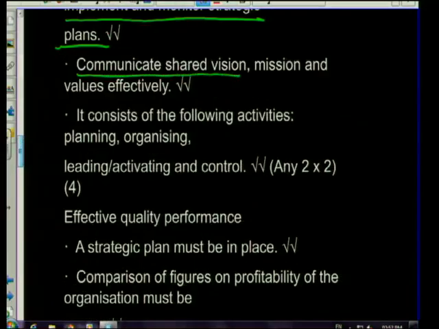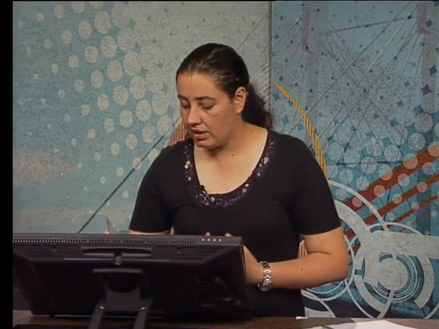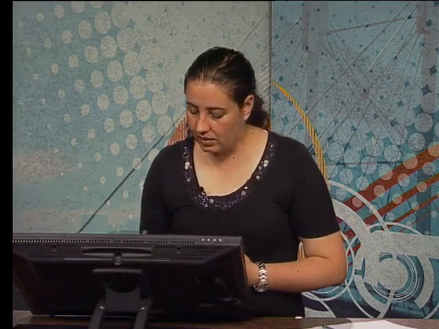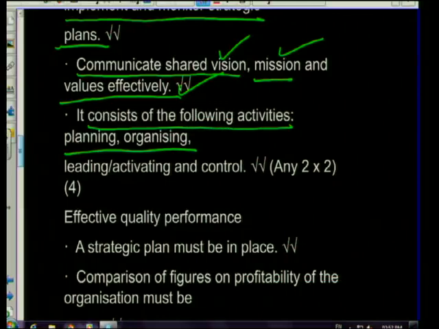Next, communicate shared vision, mission, and values effectively. So management, it's part of their role to be effective, etc., and to improve quality and be positive and add or create an advantage through sharing the vision, mission, and values. Next, it consists of the following activities: planning, organizing, leading, and control. Some of you will remember this from previous or not, but a nice acronym would be POLC. Planning, organizing, leading, and control, part of general management.